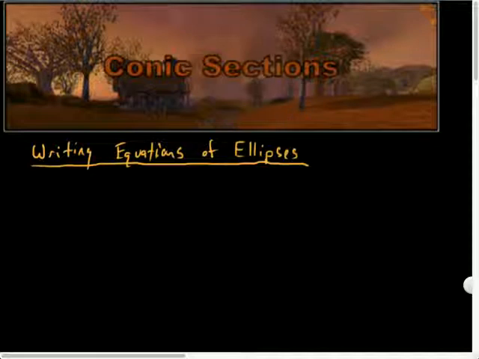Today we're going to talk about, first of all, the general form of the equation of an ellipse. And then we'll also talk about writing equations of ellipses based on some facts or clues. And then we'll also talk about the concept of eccentricity, like an eccentric rich old person. Let's see, general form of the equation of an ellipse.